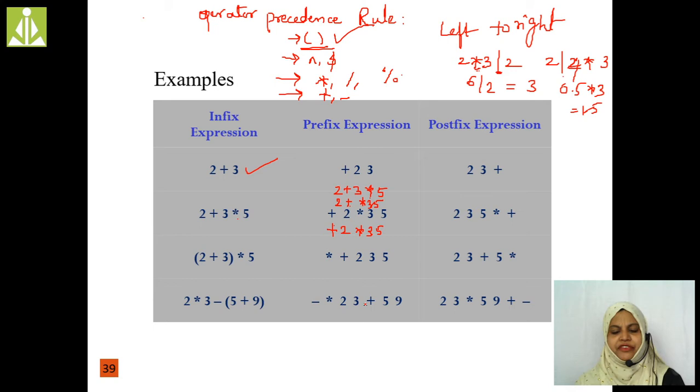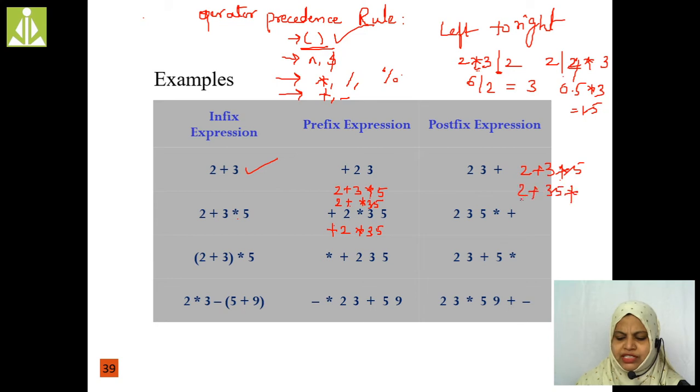See here, the same goes for the postfix expression. 2 plus 3 star 5 is there, right? Star is the highest priority operator. In a postfix expression, the operator is present after the operands. So 2 plus 3 5 star.